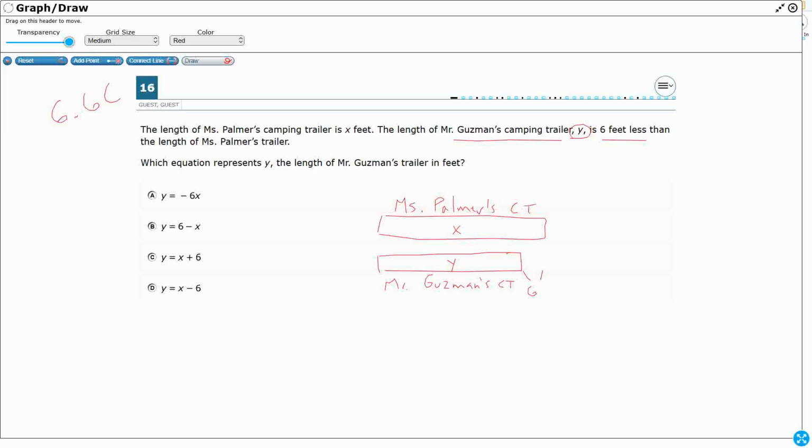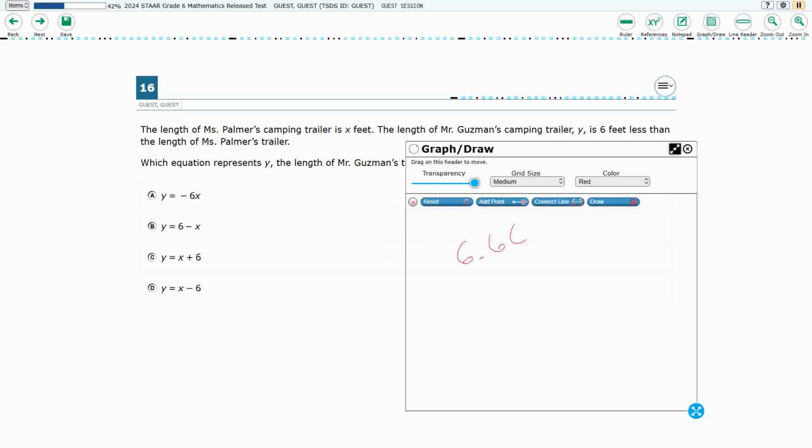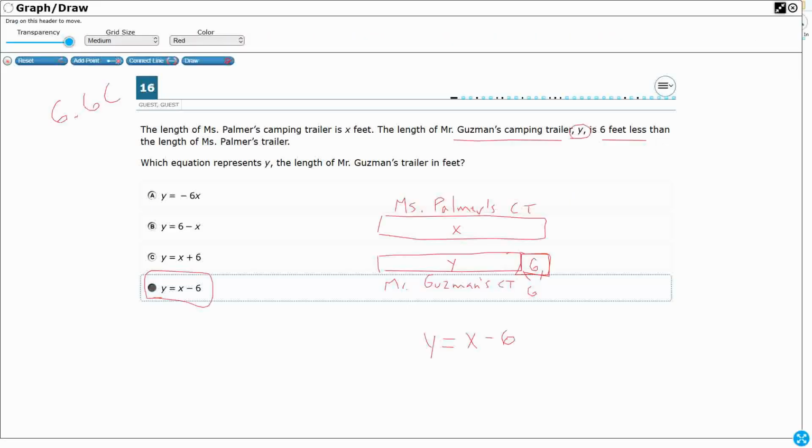Okay, so Mr. Guzman's camping trailer is in relation to X. Well, we've got this, it's got the full length of X, but then it's got this 6 that I need to get rid of, right? So it's less than 6. So we can just subtract 6 from there. We see our answer right there at D, because it's the full length minus the 6 extra feet that makes up Miss Palmer's camping trailer. Okay, so that is our answer D.